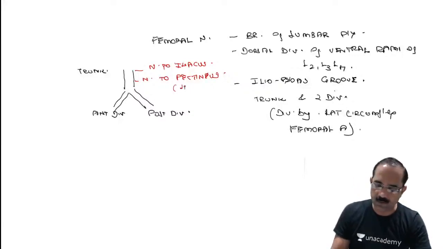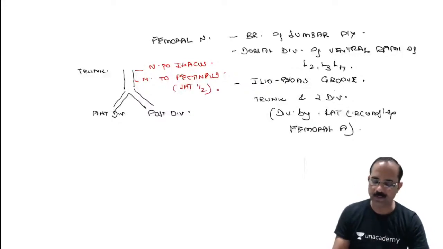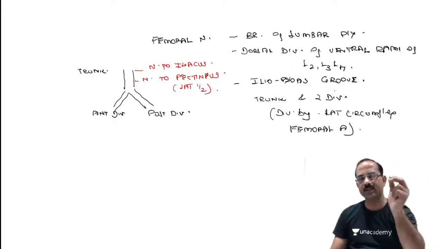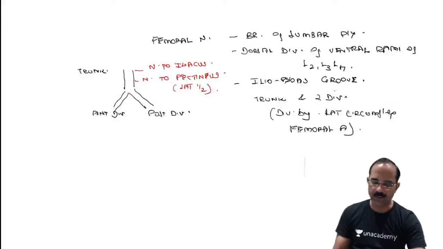And which half? It's the lateral half of pectineus. So from the trunk you get two branches. One is the nerve to iliacus. The second one is the nerve to pectineus.